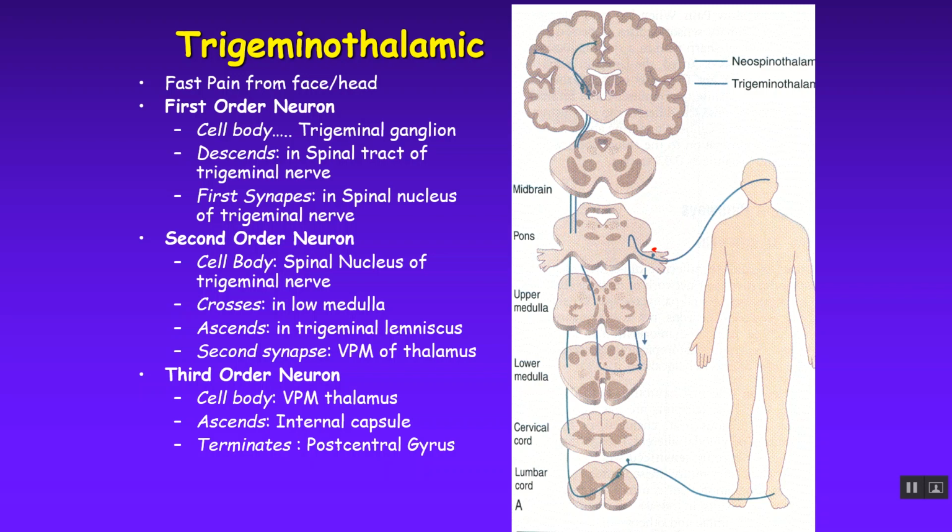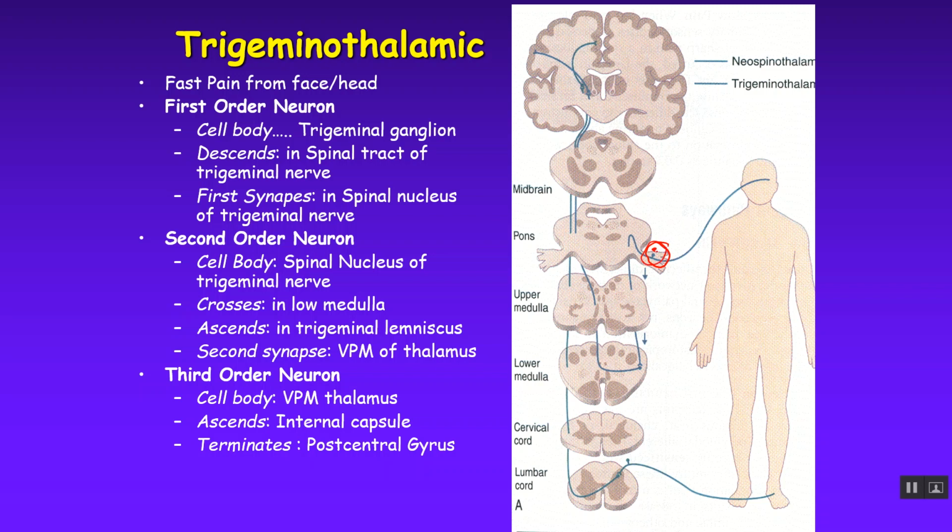Then we also have the trigeminothalamic tract. So this is our fast pain pathway for the head and face area. So fast pain. This is the equivalent of the spinothalamic tract, but for the head and face. The cell body for the first order neuron is in the trigeminal ganglion, right here, just outside the pons.